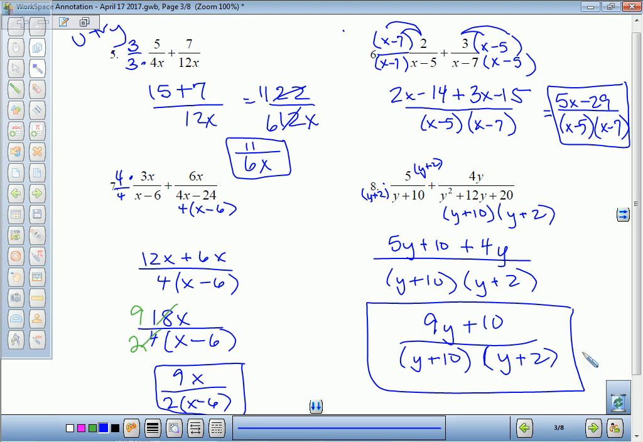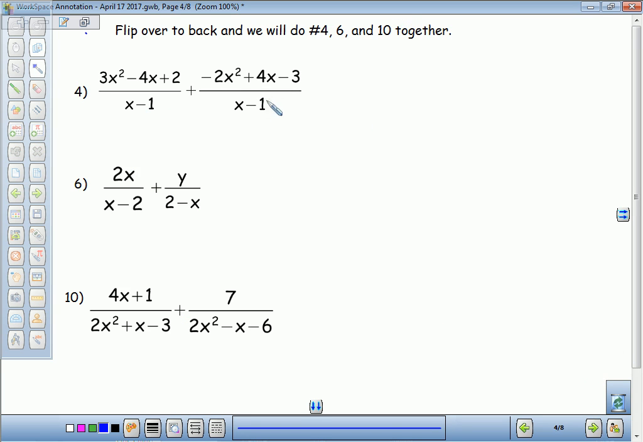Okay, so I want you to go ahead after you finish this one and flip it over to the back. We're going to do 3 together because the back has some great problems. It's going to remind us about some different types of factoring when the leading coefficient is not 1. The back has some problems where we also need to factor out a negative and we need to be on the lookout for that. So the 3 that we're going to do together on the back are 4, 6, and 10.